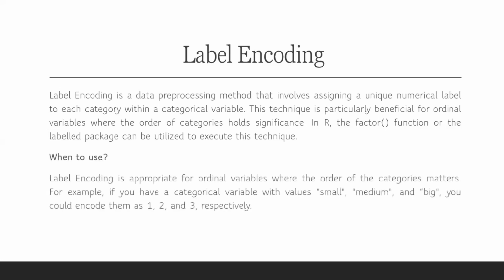So, when to use label encoding? Label encoding is appropriate for ordinal variables where the order is important. For example, if you have a categorical variable with values such as small, medium, and big, you could encode them as 1, 2, and 3, such that small represents 1, medium represents 2, and big represents 3. Now let's move to RStudio to see how we can do label encoding in R.